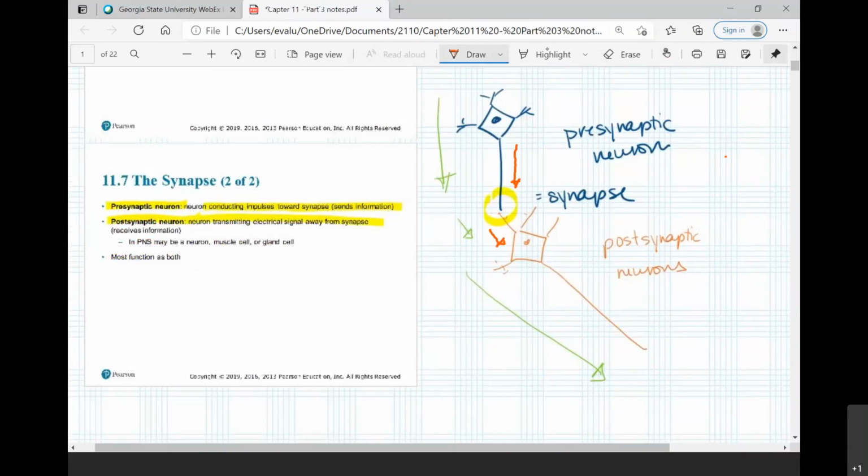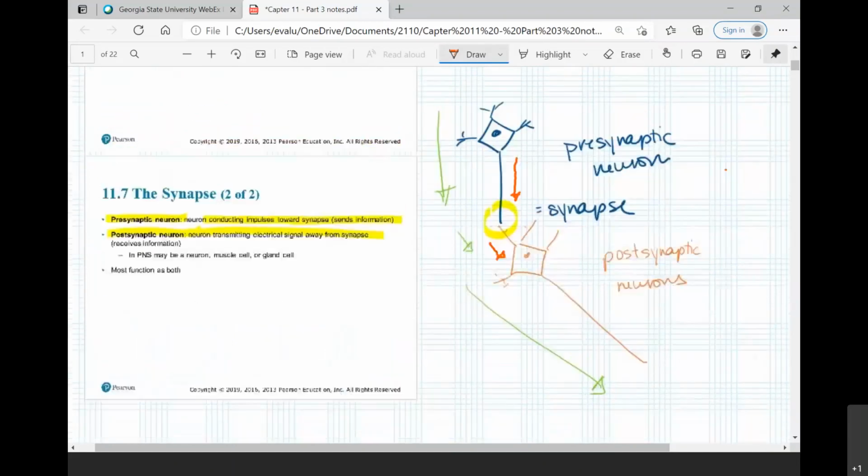So the presynaptic neuron will be conducting impulses toward that synapse. It's sending information down its axon toward essentially the synapse. And then the postsynaptic neuron is going to be getting that communication. It's going to be transmitting that signal away from the synapse. It's going to receive. So those are the two synonyms. Sending is presynaptic, receiving is postsynaptic. We're going to be talking a lot about the synapse, but remember, it is one direction, so it's not going to go backwards.